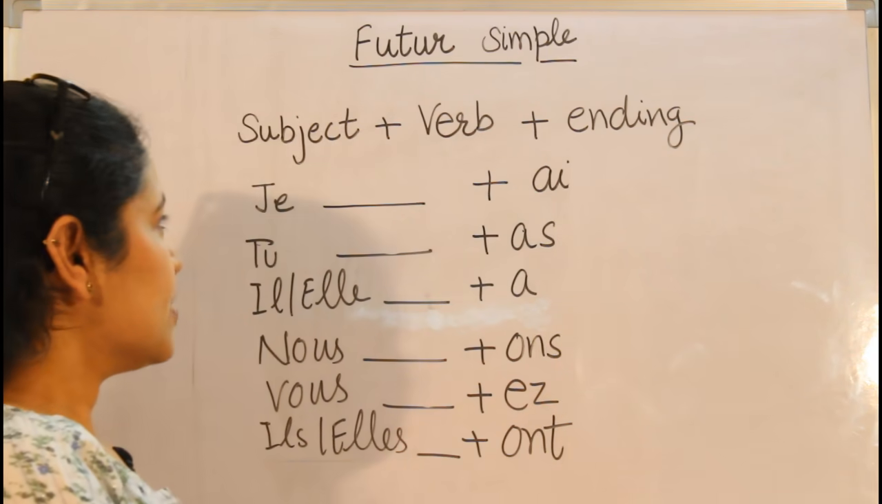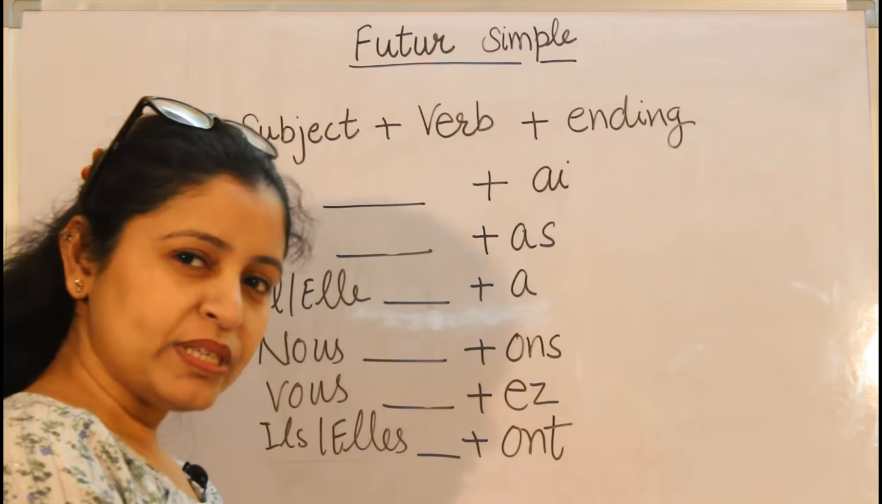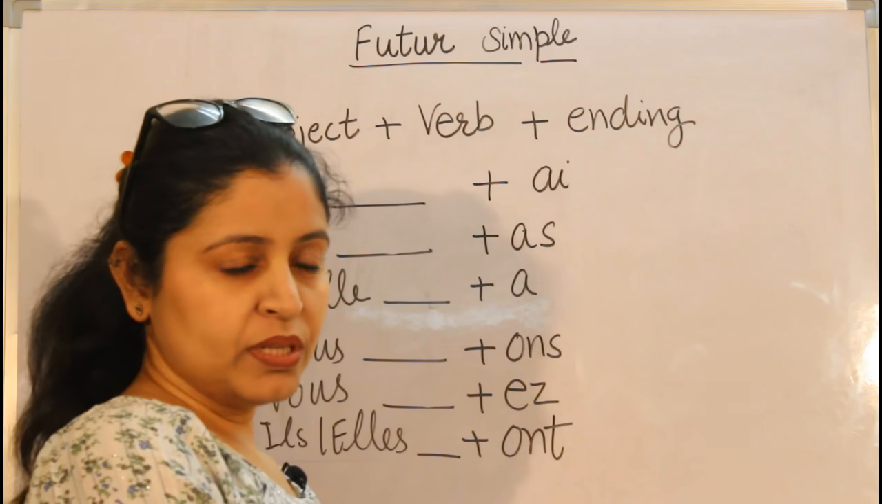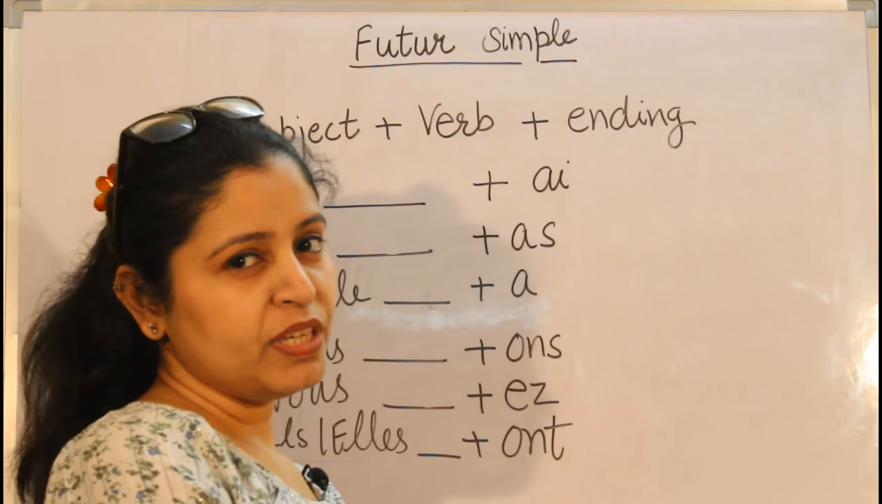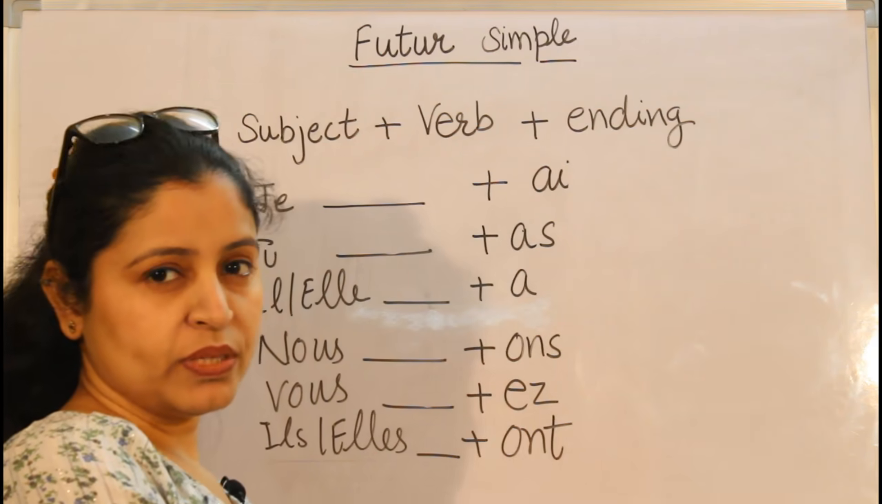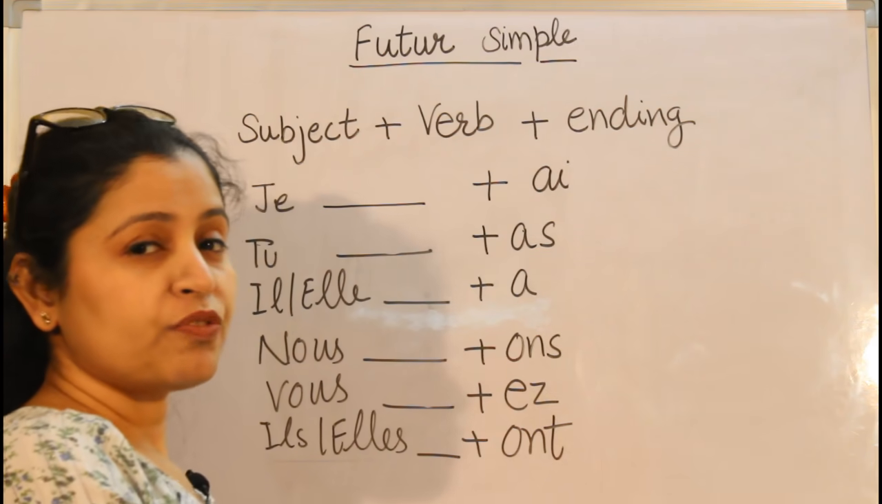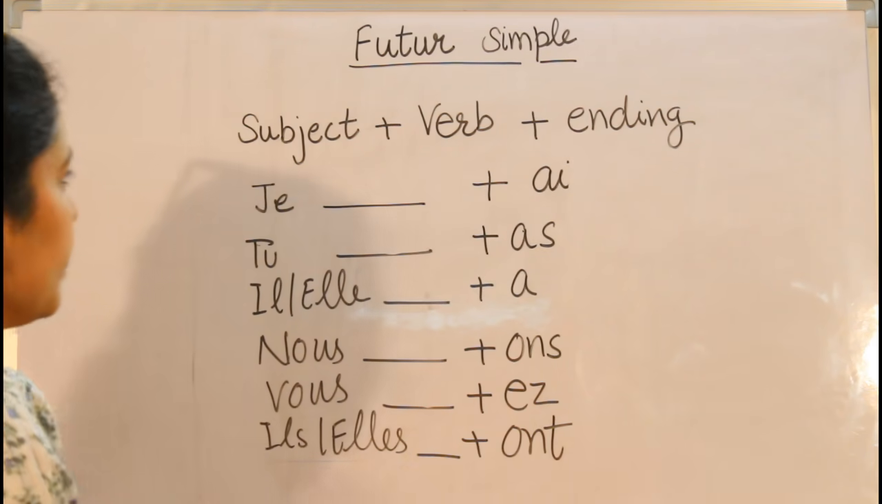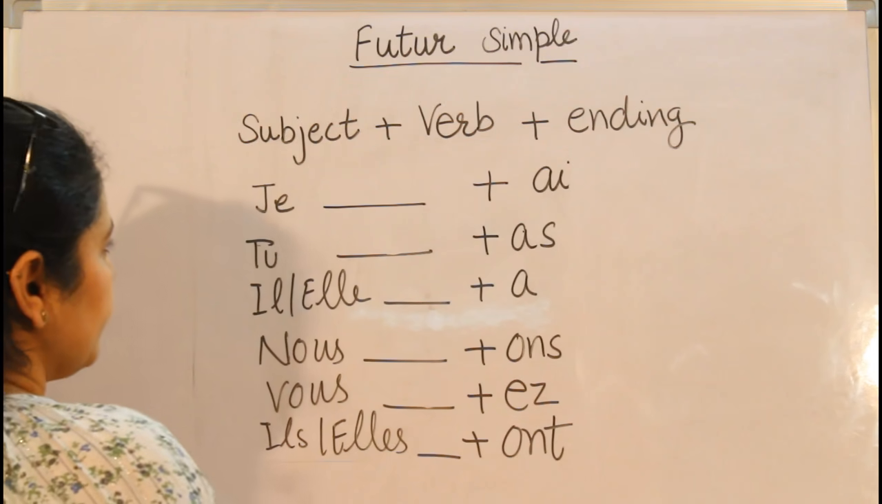Our today's lesson is Futur Simple, which means simple future tense. As in English, you say I will go to market, I will meet my friends, I will talk to them. This kind of sentence uses will with the first form of the verb. So let's take the formation first.